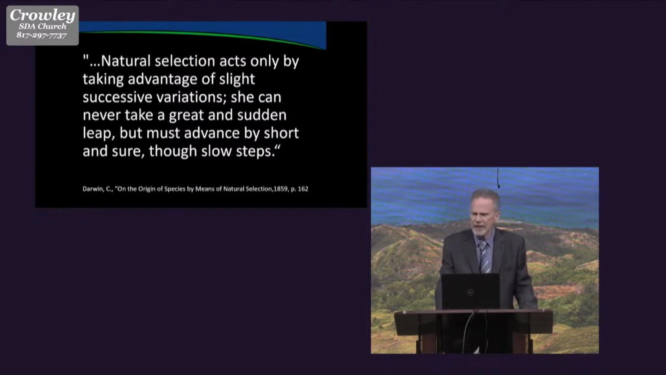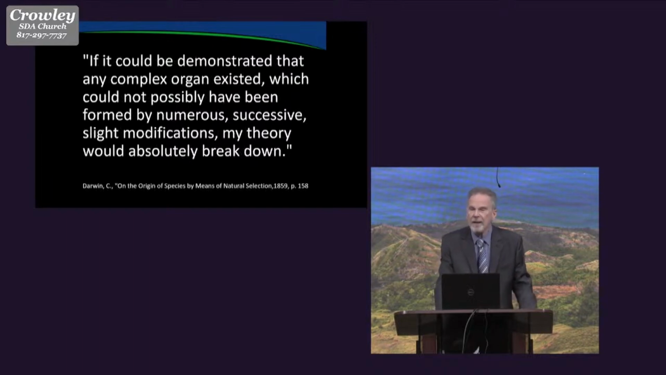He says natural selection acts only by taking advantage of slight, successive variations. Nature can never take a great and sudden leap. Nature doesn't leap. But it must advance by short and sure, though slow steps. Now, reiterating a point that he makes a few pages earlier, he says this, and this is important: if it could be demonstrated that any complex organ existed which could not possibly have been formed by, catch this, numerous successive slight modifications, my theory would absolutely break down.